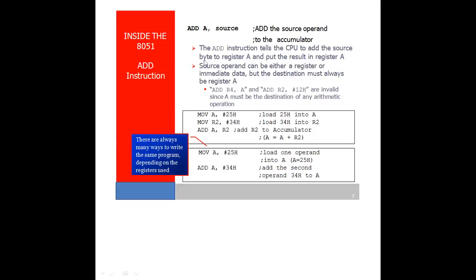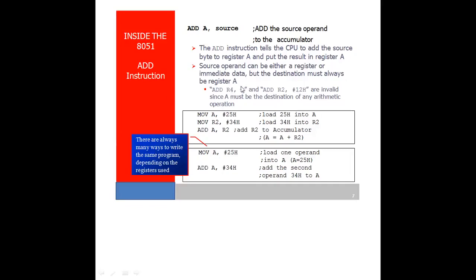Okay. So instructions like ADD R4, A or ADD R2, comma, hash 12 are invalid instructions, because the destination must always be the accumulator, but here we do not find that the destination is the accumulator.